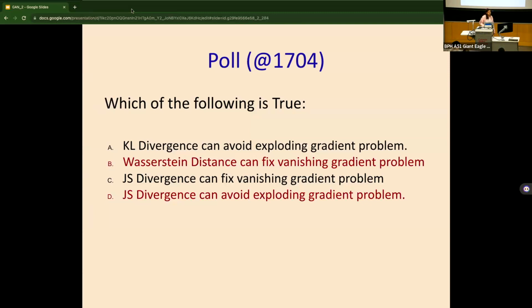Okay. So, any ideas which ones are true? I think we just discussed this, right? Without wasting a lot of time, B and D are true. Your Wasserstein distance basically fixes the vanishing gradient problem, as we saw in the graph. And your JS divergence can avoid the exploding gradient problem, and it rather gives you a constant value for the edge cases.